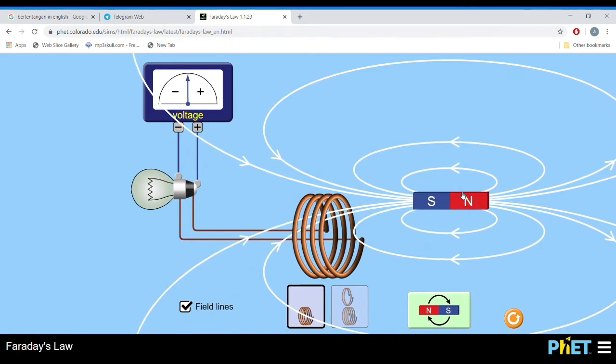As a conclusion, the brightness of the bulb depends on the number of turns of the coil, and the deflection of the galvanometer depends on the polarity of the magnet bar.